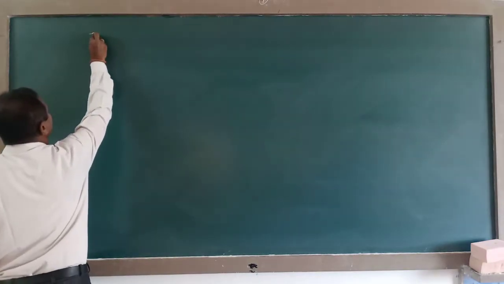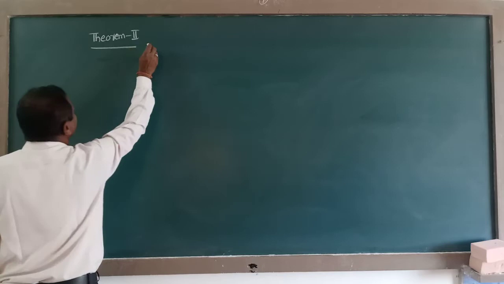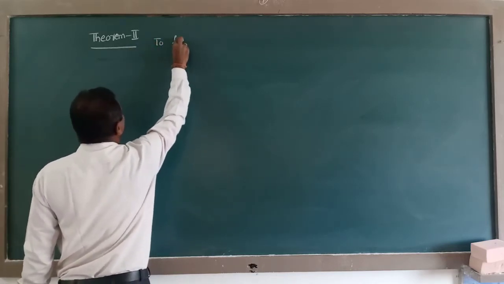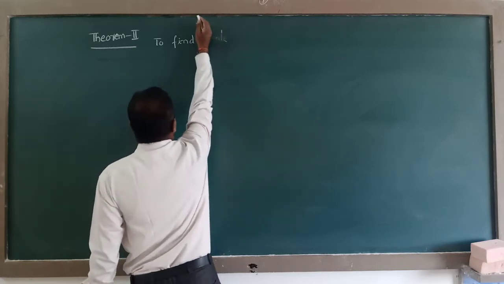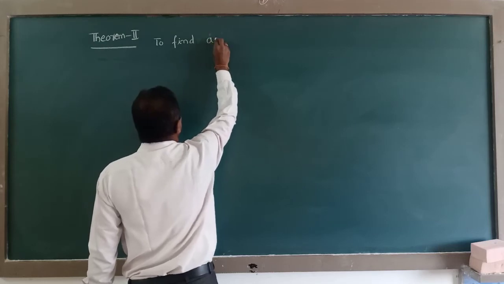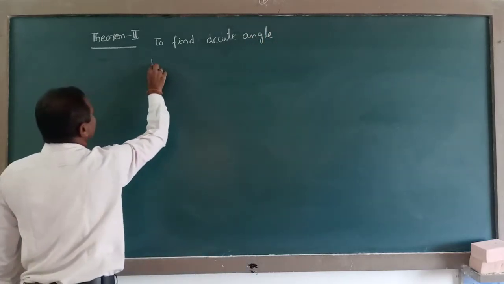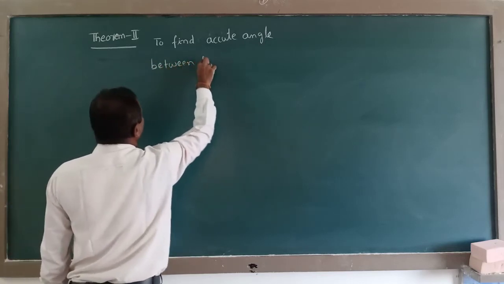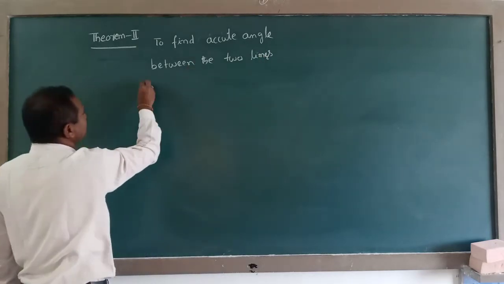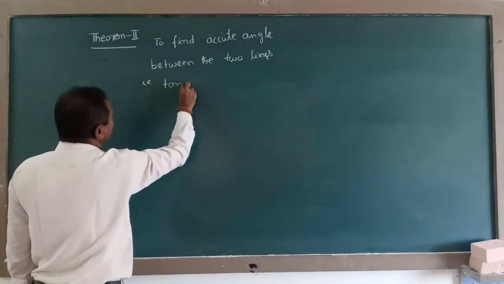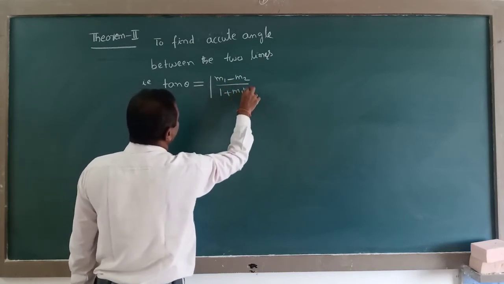Theorem 2. To find the acute angle between the two lines, tan theta is equal to modulus of (m1 minus m2) divided by (1 plus m1 into m2).